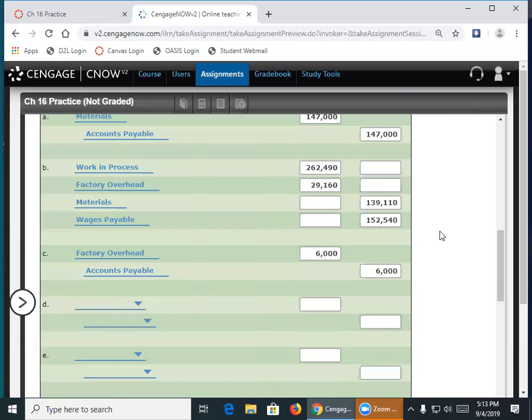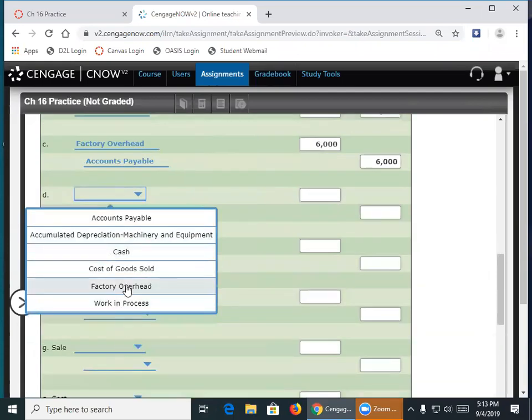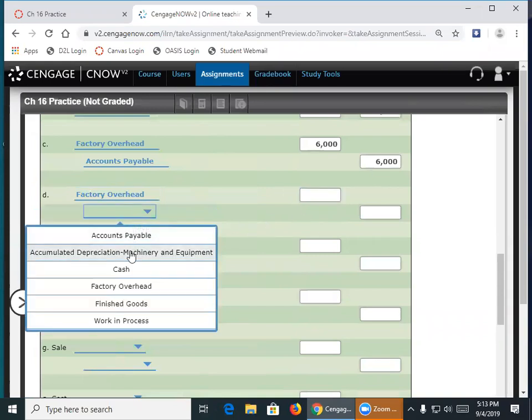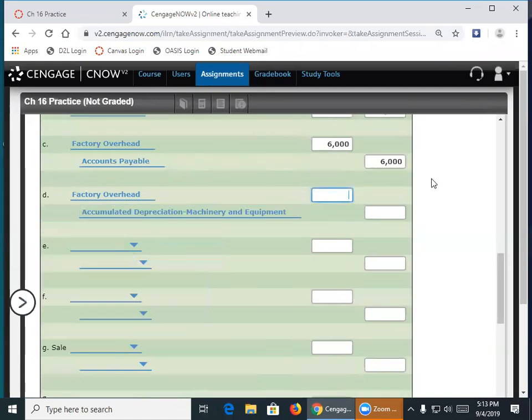So for D, we're going to have another actual overhead of 4,100 for depreciation. So that gets debited to factory overhead. And this is a good review from financial or college accounting, you're going to credit that to accumulated depreciation. We're recognizing the depreciation. So 4,100 debited to overhead and credited to accumulated depreciation.